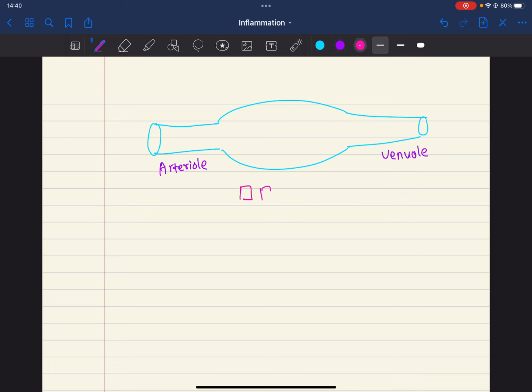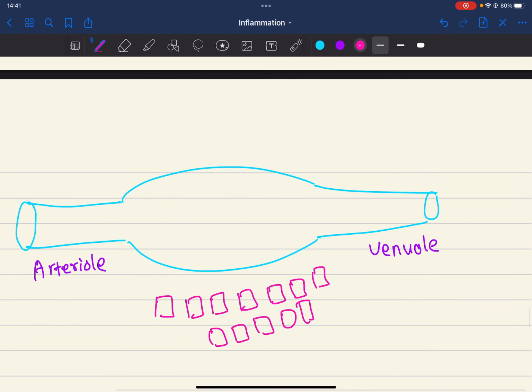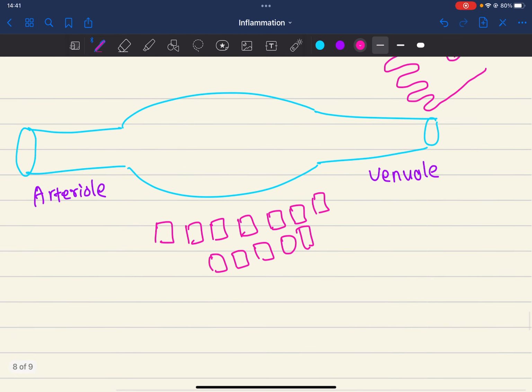Okay, these are the tissue cells. And we gave an example of injury in our hand. In our hand, there was bacterial invasion going on in this area. So for example, the bacteria first invaded this particular cell. This particular cell was injured.